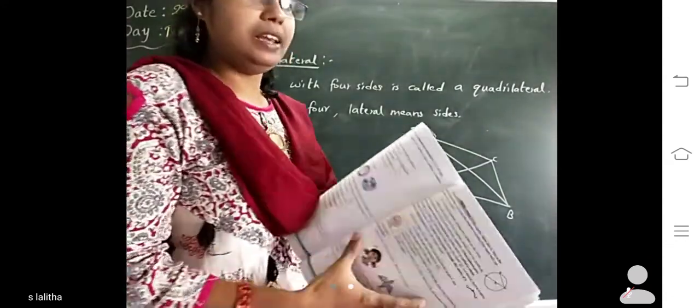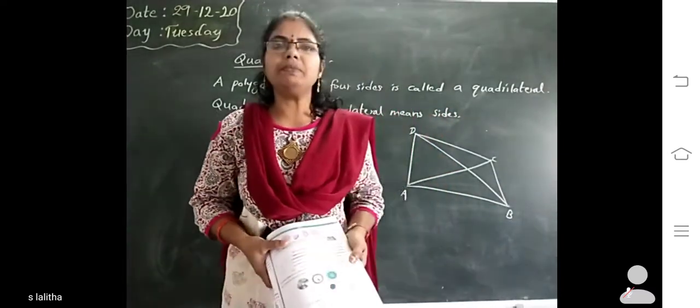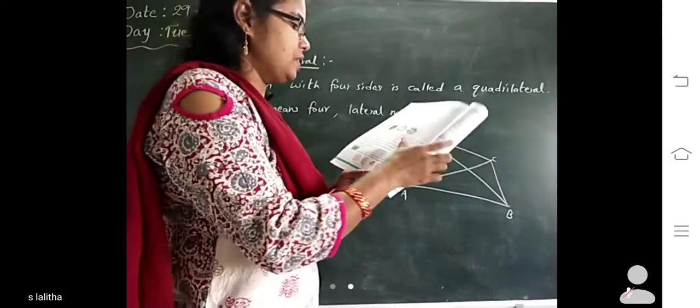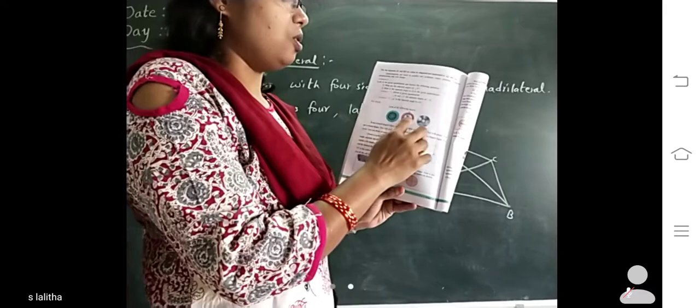Circle. A round shape is there, no? So that shape, a round shape, is called a circle. See here, these shapes are round shapes. So it is called a circle shape.